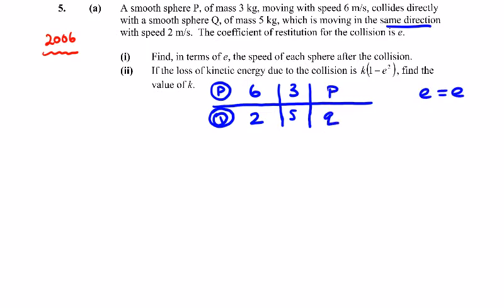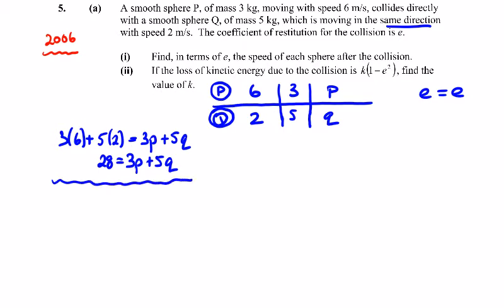So setting up my equations, I've got the conservation of momentum, so I have my 3 by 6 plus 5 by 2 is equal to 3P plus 5Q. So 18 and 10, 28 is equal to 3P plus 5Q. And then P minus Q over 6 minus 2 is going to be equal to minus E, so we could just write minus 4E if we want here. Let's skip a step. P minus Q is equal to minus 4E, the 4 will be on the bottom.